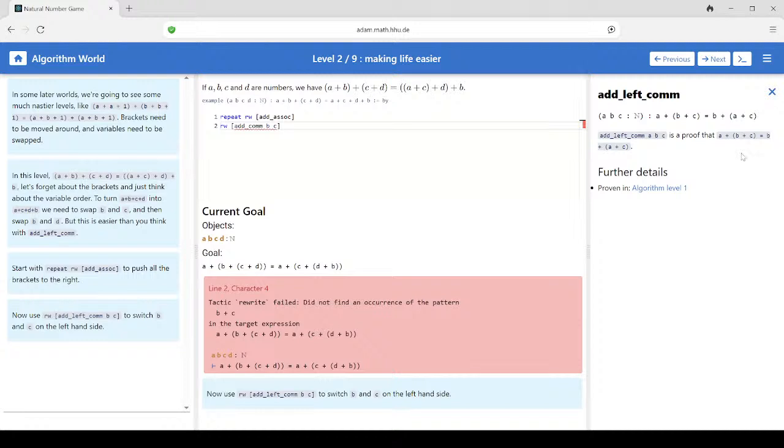But left commutative is the proof that A plus B plus C becomes B plus A plus C. Right, it switches these two. Okay, yeah, that makes sense. Do I need to specify that I want B and C? If I don't specify, I wonder which ones it will select automatically.